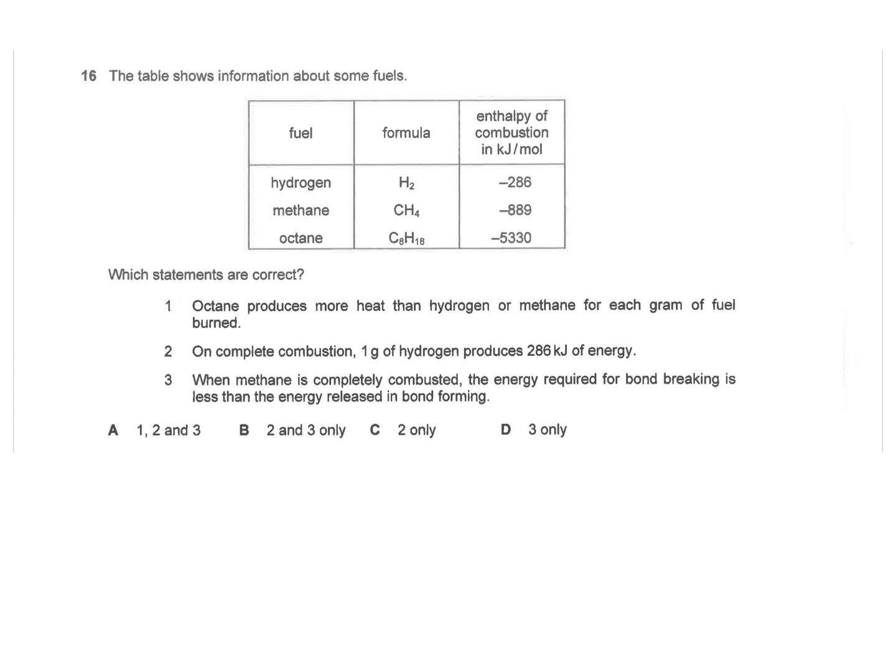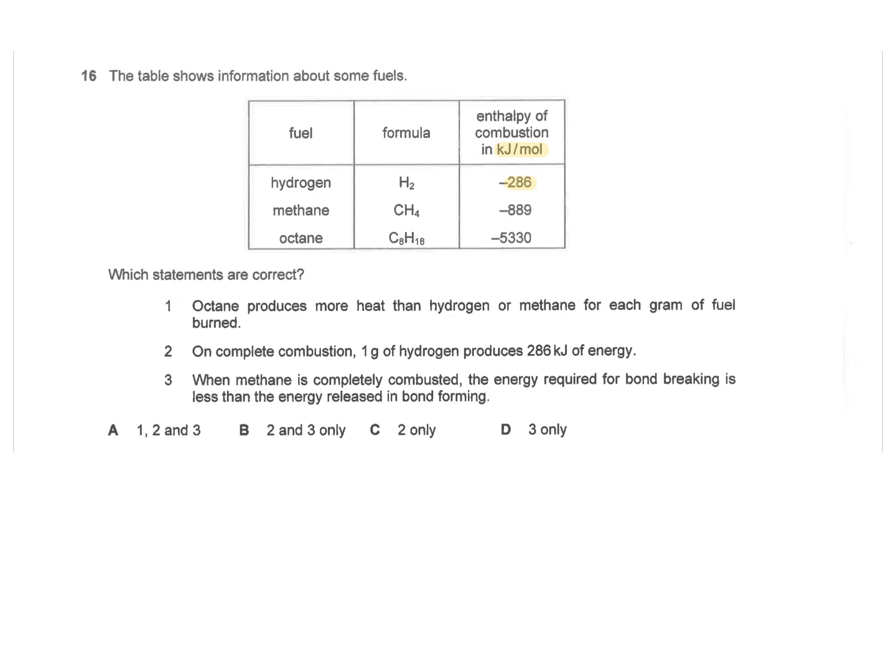Question 16 is on a chemical energetics question. In this question, you are given 3 fuels and the enthalpy of combustion for each fuel. One thing to note about enthalpy of combustion is the units, kilojoules per mole. What it means is that for every mole of the fuel undergoing combustion, it will produce this amount of heat. For example, for every mole of hydrogen undergoing combustion, 286 kilojoules of heat energy will be released.